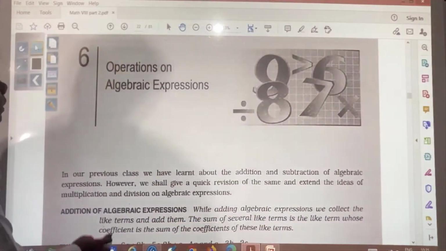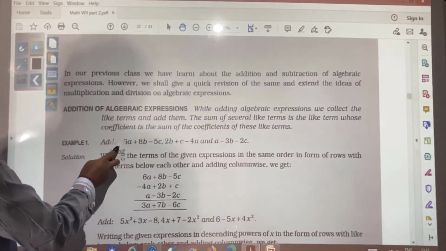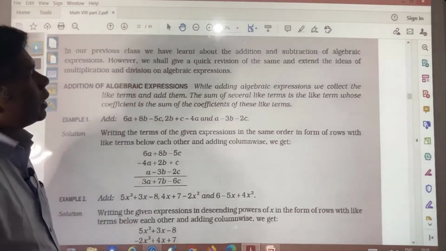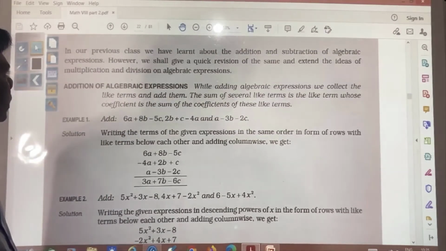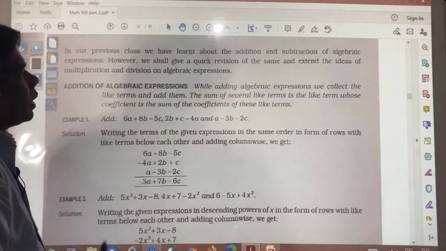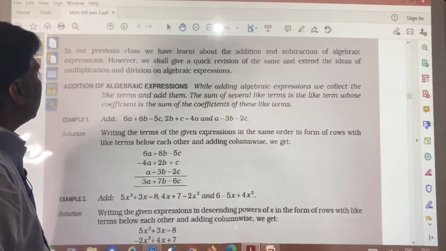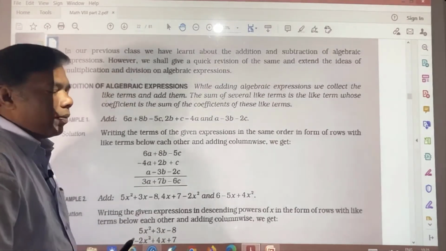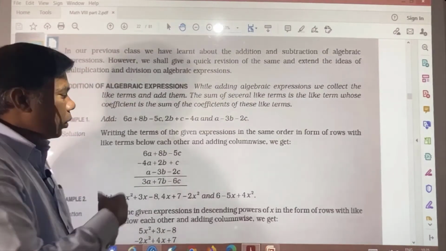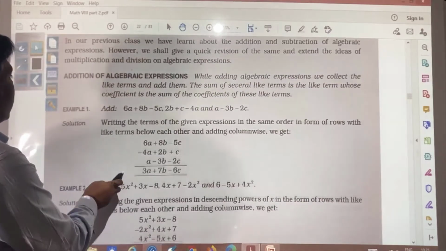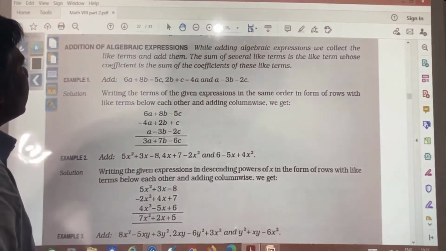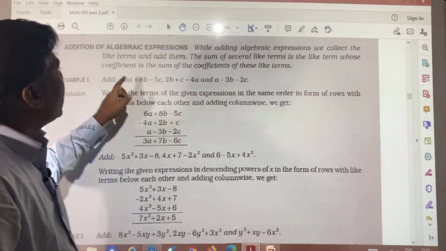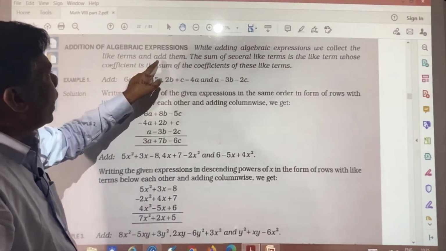Here we have operations on algebraic expressions. In our previous class we have learned about the addition and subtraction of algebraic expressions. However, we shall give a quick revision of the same and explain the ideas of multiplication and division on algebraic expressions. Already you have learned addition and subtraction, so again you need to revise this. Addition of algebraic expressions. While adding algebraic expressions, we collect the like terms and add them.